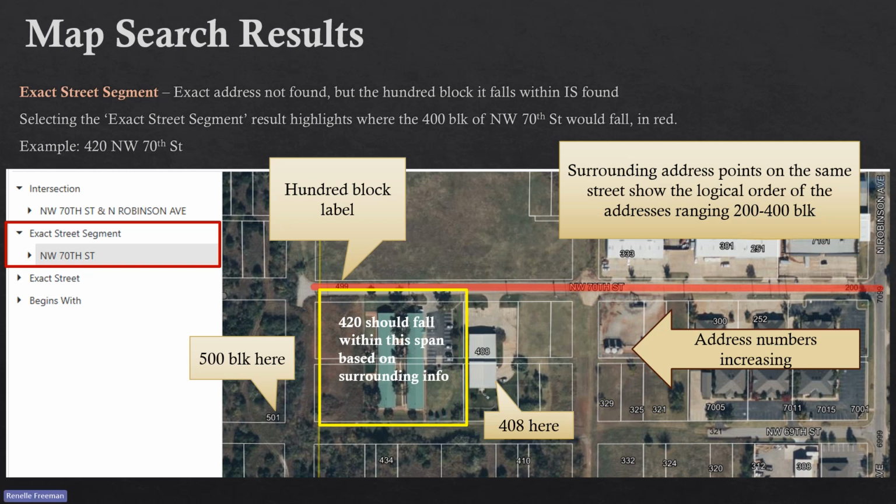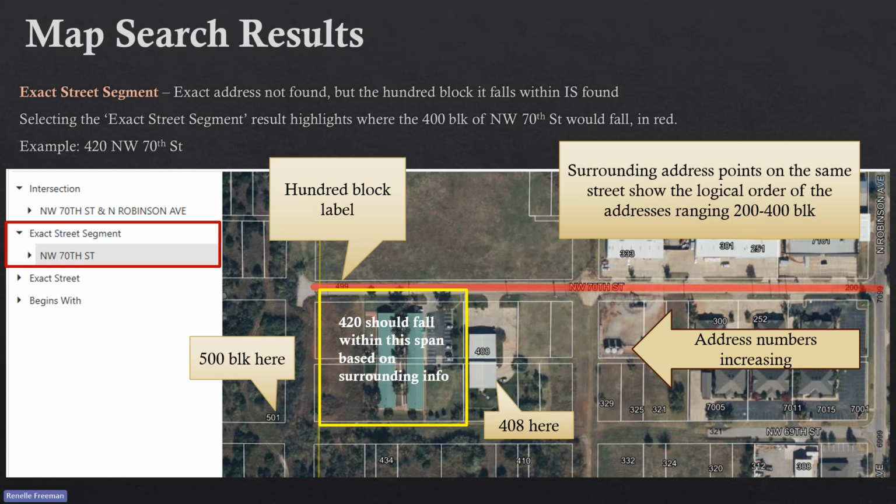So the surrounding address points on the same street show the logical order of those addresses ranging from 2 to 400. You can see the points on some of the areas here. Against the aerial here, we've got 252, 300, and you can see the numbers are increasing as I go west here. There's a 408 right here. There's a 500 block over here. So logically, it makes sense that 420 should fall in this area between 408 and where the 500 block falls.